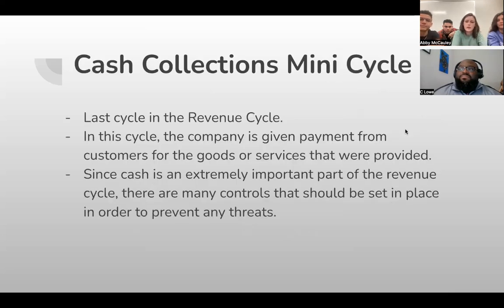And so the last cycle in the revenue cycle is cash collections. In this cycle, the company is given payment from customers for the goods or services that were provided for both Walmart and Target. And since cash is an extremely important part of the revenue cycle, there are many controls that should be set in place in order to prevent any threats that are dealt with cash.